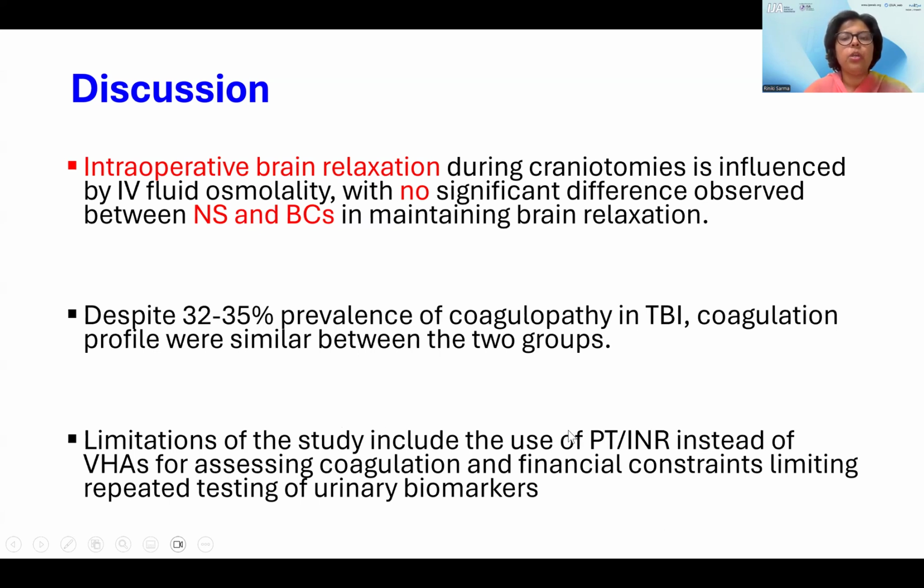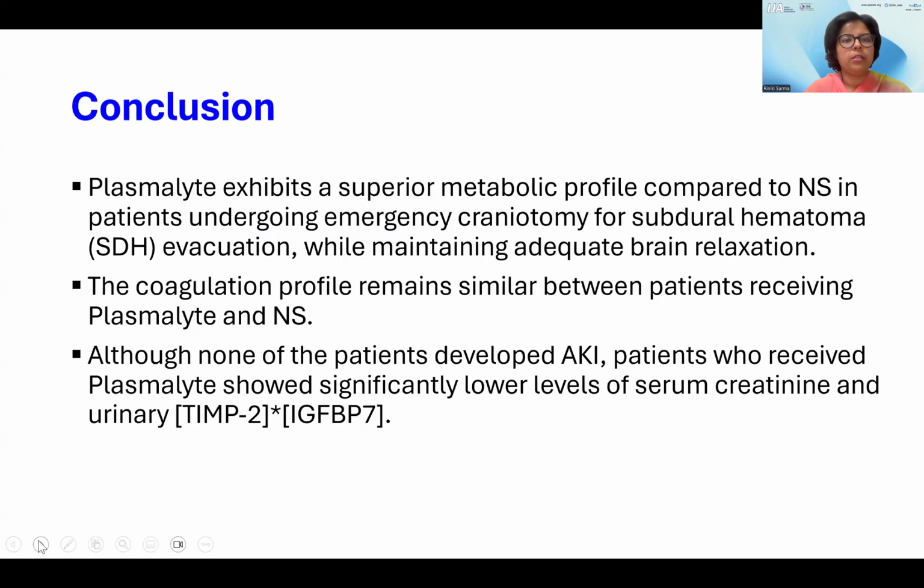Limitations of this study include the use of PT-INR instead of viscoelastic hemostatic assays for assessing coagulation, and financial constraints limiting repeated testing of urinary biomarkers.